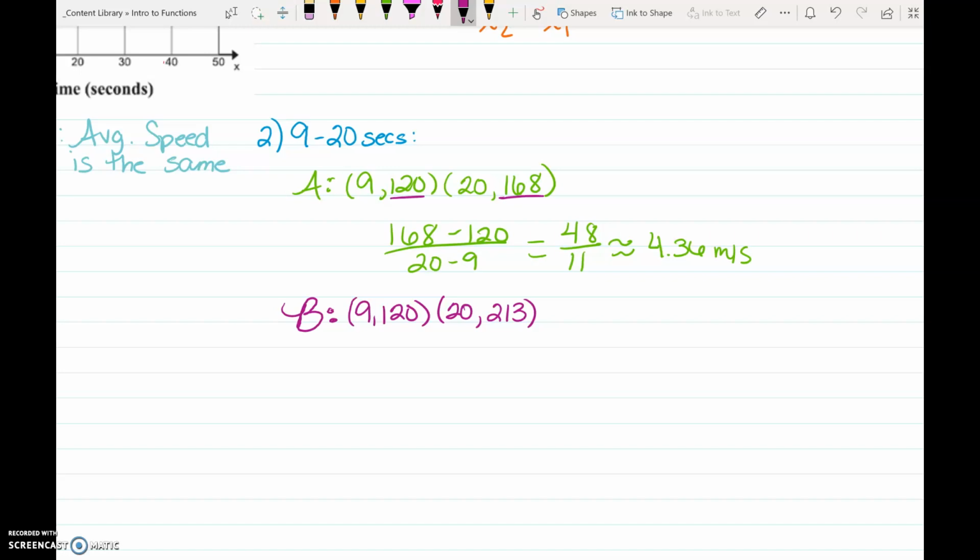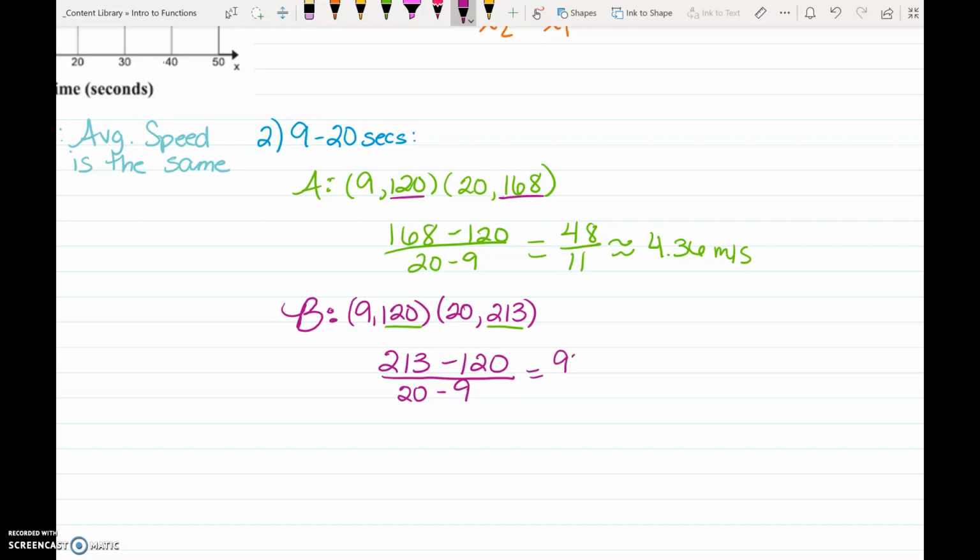Okay, so just like last time, I want to identify my y's. So if I go to set those up to subtract, I've got 213 minus 120. Since I started off with 213, I have to make sure I start off with 20 minus 9. I don't want to accidentally get a negative speed because that wouldn't make any sense. All right, so I got 213 minus 120, which gives me 93.